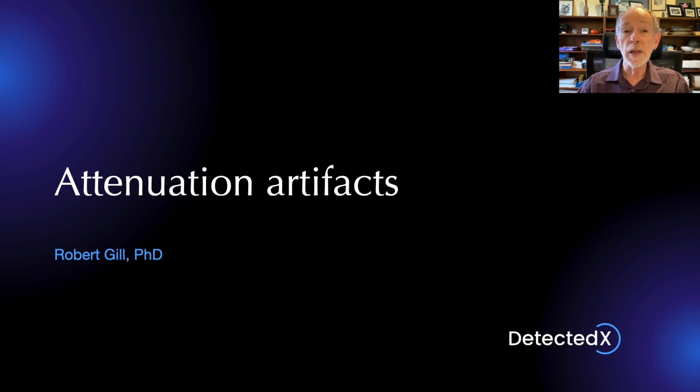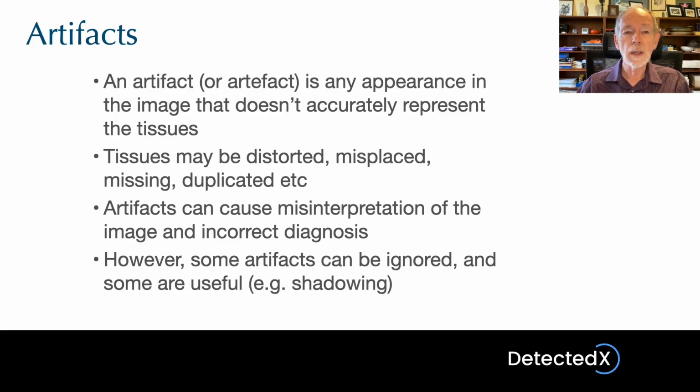And I'll start first by defining artifacts and why they occur. The term artifact simply means any appearance in the image which doesn't accurately represent the tissues that are being scanned. So, tissues may appear distorted in the image, they may be misplaced or missing, or duplicated, or various other sorts of distortion.